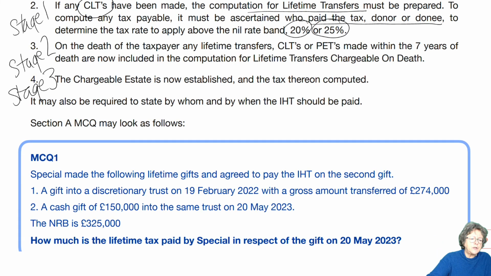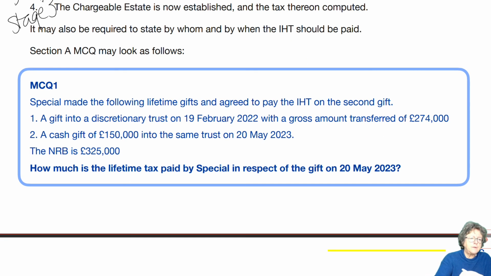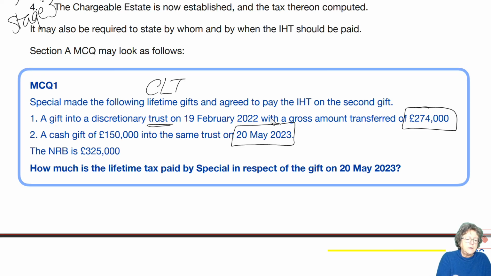Now, a multiple choice question, just so you're aware of this one. Special made the following lifetime gifts and agreed to pay the IHT on the second gift. A gift into a discretionary trust, so that's a CLT, with the gross amount transferred. That's the first gift. And then a cash gift into the same trust in May 23. How much is the lifetime tax paid by Special in respect of the gift here? This one.